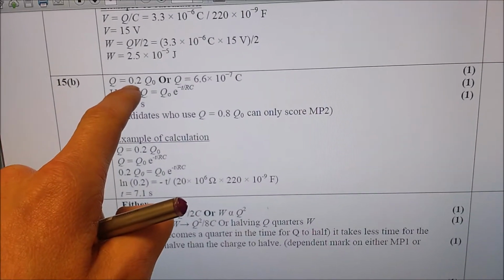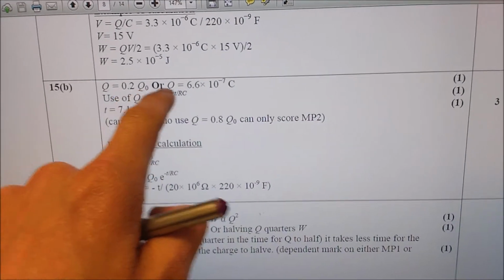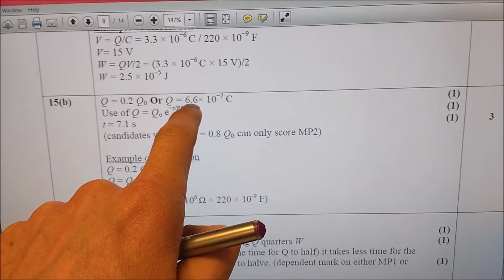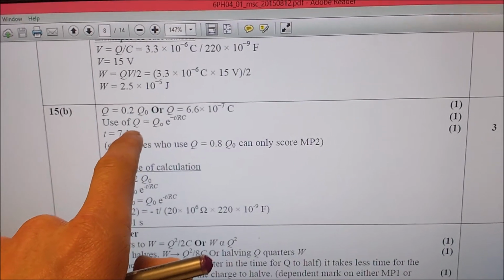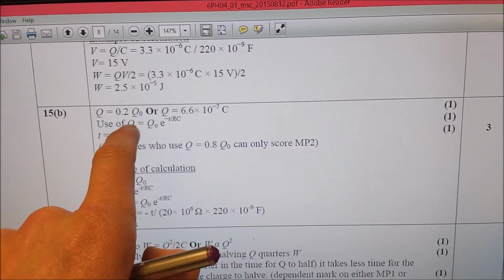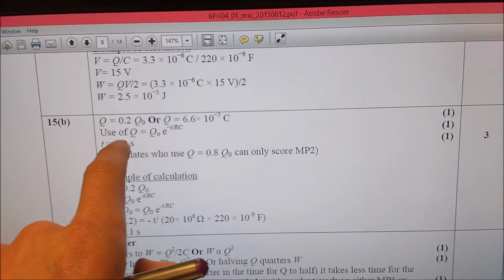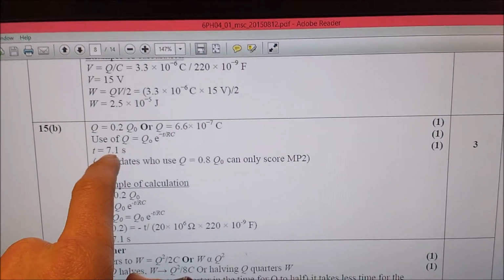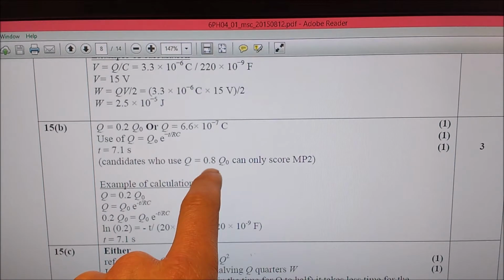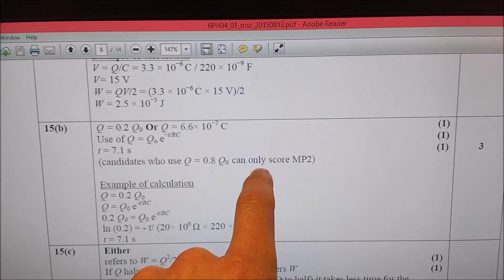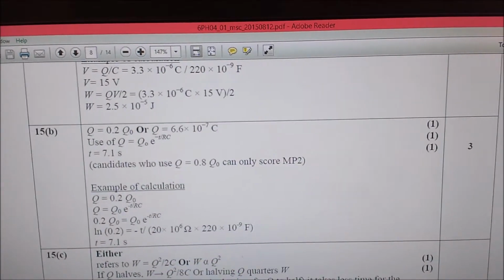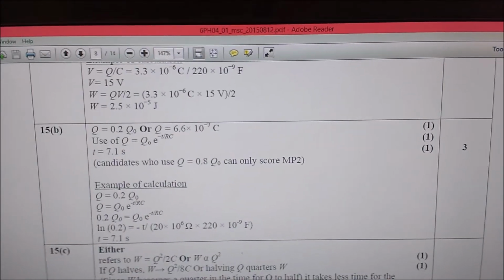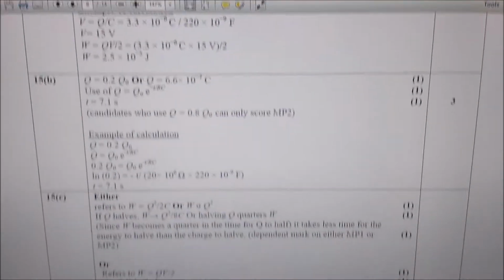1 mark for recognising that there's 20% left, or you could have calculated that if you wanted to. If you'd got that wrong, even if you'd used 80% left, you still get 1 mark for using that equation, but there is a mark for the final correct answer. So candidates who do use the 80% idea can only score the second marking point there, so you're going to have lost 2 marks, so just be careful there in future.